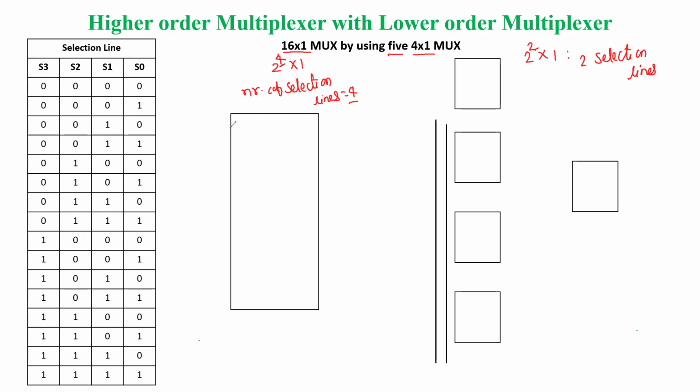So with the help of 4 selection lines in case of a 16 cross 1 multiplexer, you will see how many combinations are possible. Here on the left side I have tried to show you all possible combinations with the help of 4 selection lines. The selection lines here are S0, S1, S2, S3. Finally, you see that 16 combinations are possible.